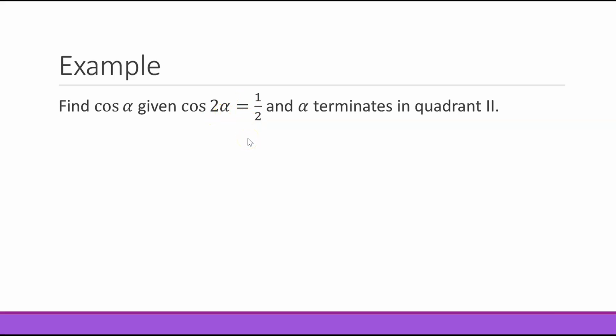So I'm going to start with the warning, because I definitely see this more often than I want to see it. I see a lot of this. So cosine of 2 alpha is equal to 1/2. Well, I want cosine alpha, so I'm just going to divide both sides by 2.